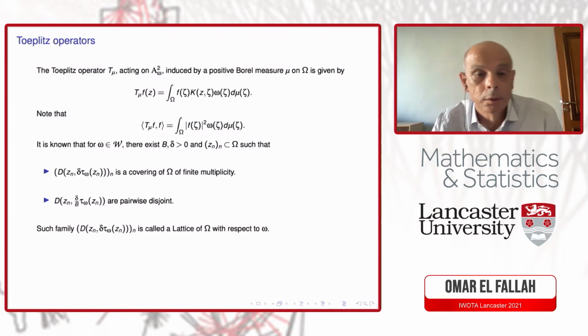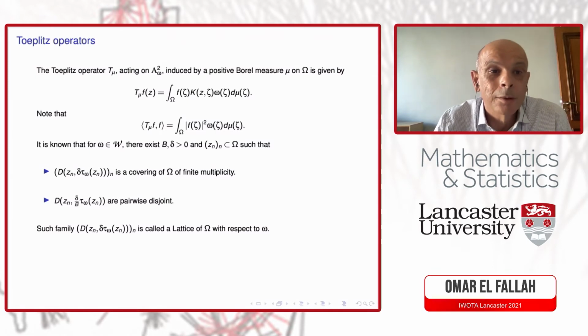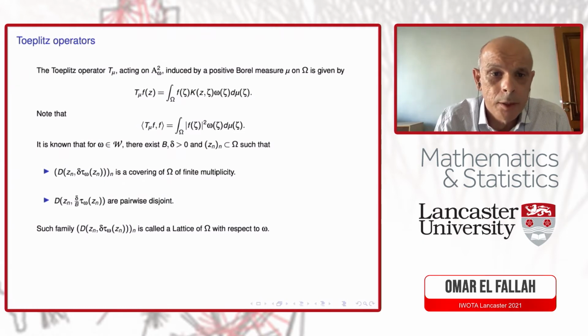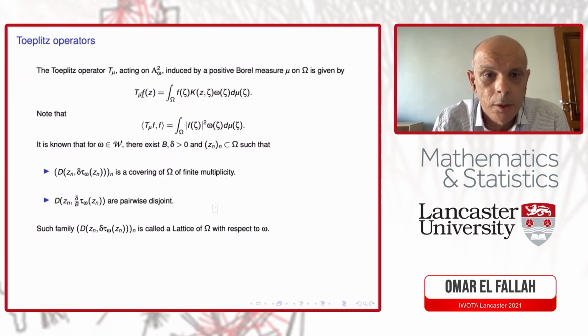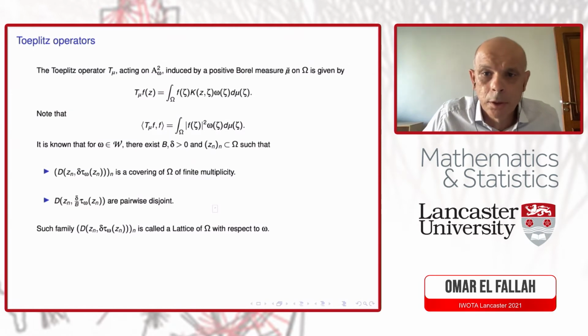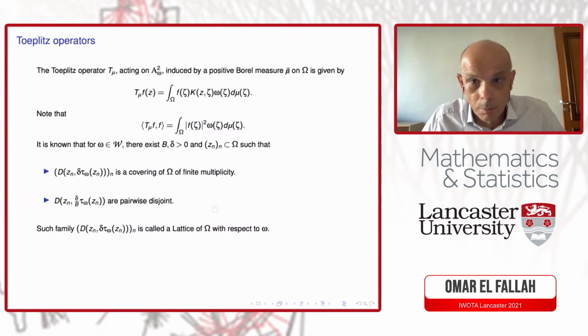We cannot talk about Hankel operators without Toeplitz operators. So I recall what the Toeplitz operator is for Bergman spaces. It is defined by this formula, T_mu. Mu is a measure. I will consider here a positive Borel measure, but the problem can also be considered for other measures, not necessarily positive. The problem is more complicated in this case.